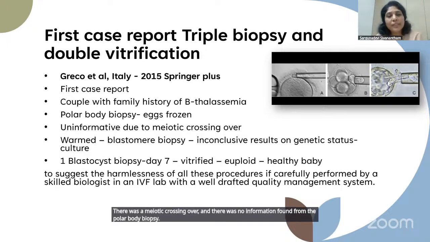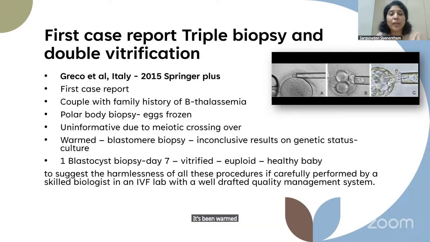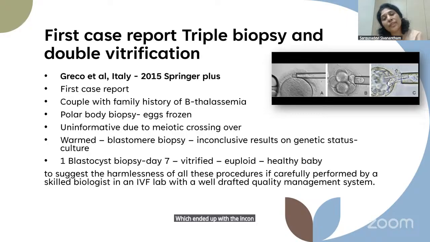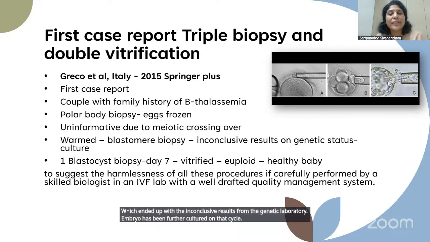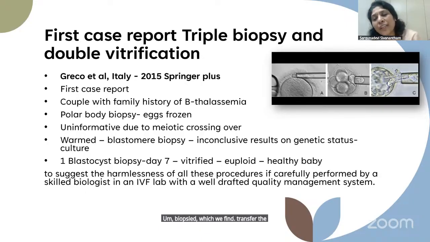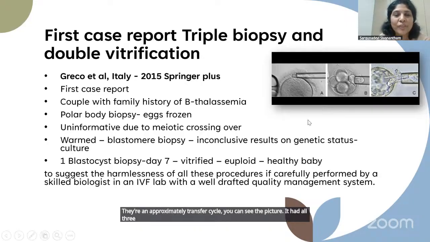Eggs were warmed and cultured to day 3 embryos, and a blastomere biopsy was also performed, which ended up with inconclusive results from the genetic laboratory. The embryo was further cultured in that cycle. A blastocyst formed on day 7, and they biopsied, vitrified, and later transferred the euploid embryo in a frozen embryo transfer cycle. You can see the picture. They had all three biopsies done with two vitrifications.